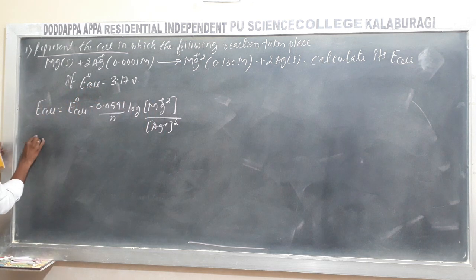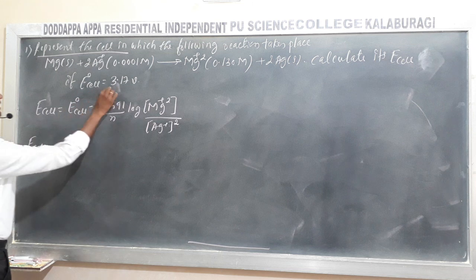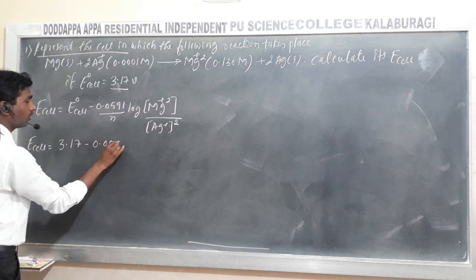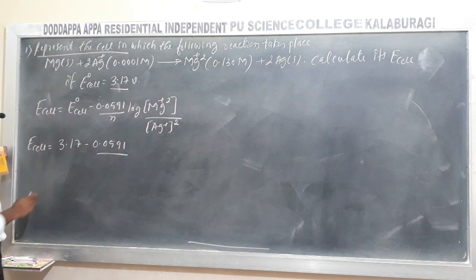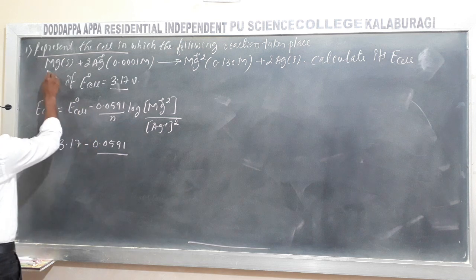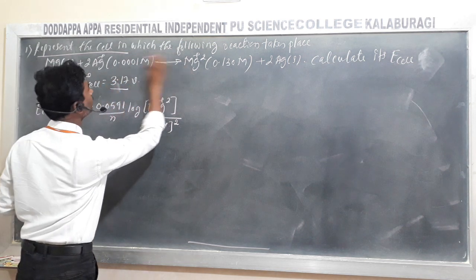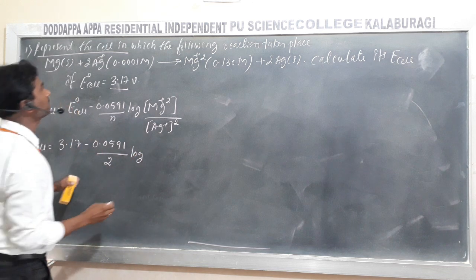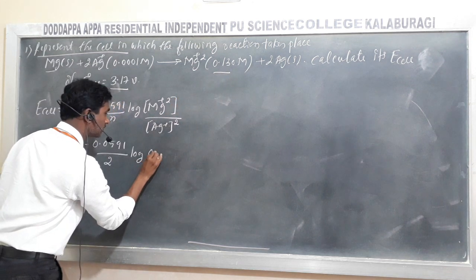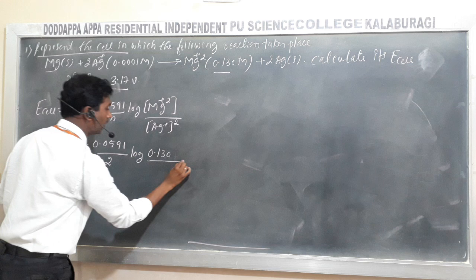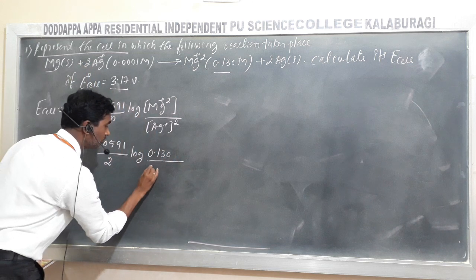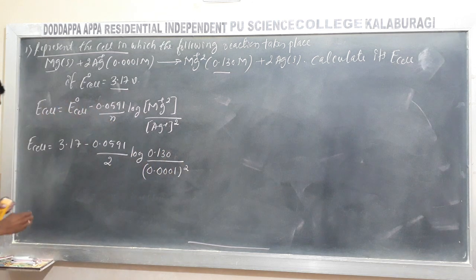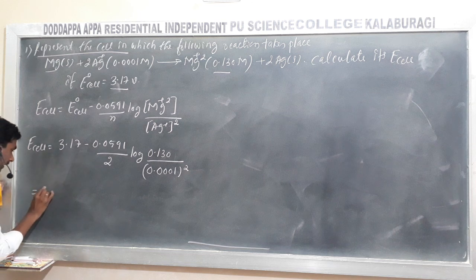Now I can write what is the E of cell? What is the E naught of cell? E naught of cell is 3.179 minus 0.0591 over n. What is n? n is the number of electrons lost or gained. Mg to Mg plus 2, so n is equal to 2. Now the log: Mg plus 2 concentration is 0.130, and the concentration of Ag plus is 0.001 m, squared.